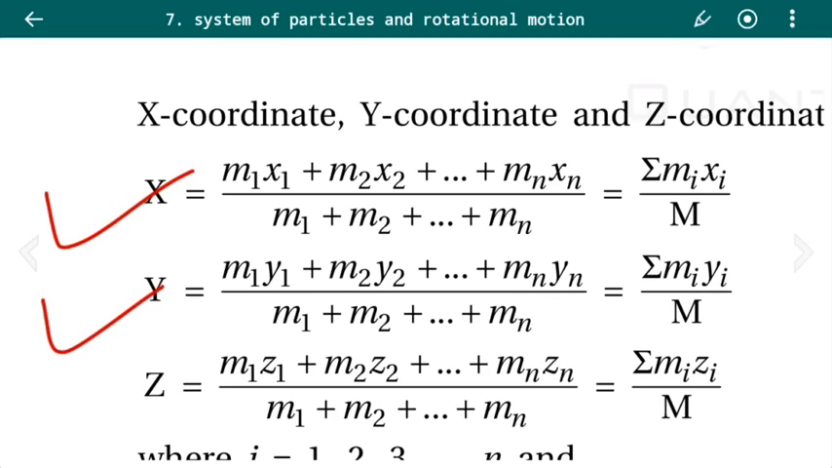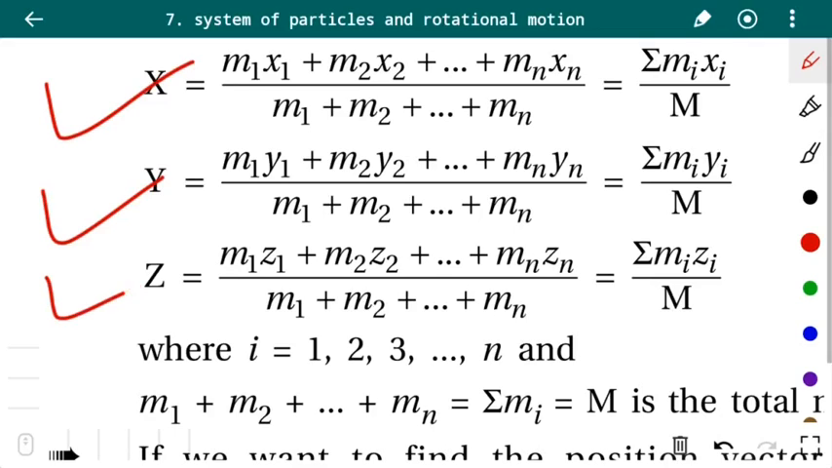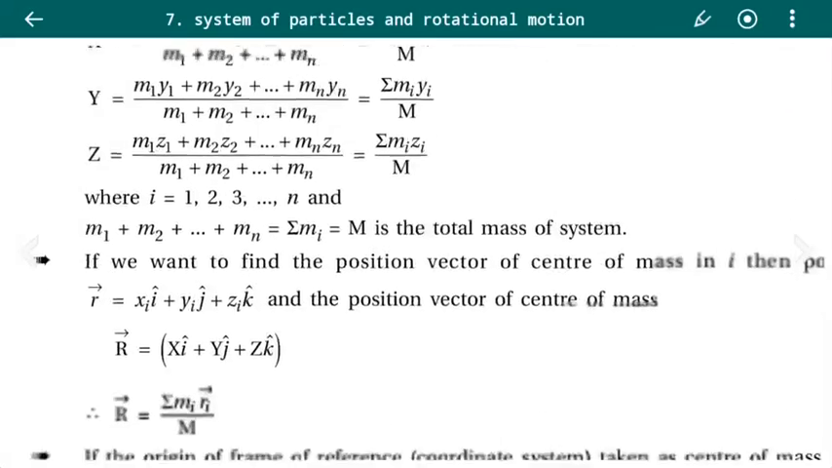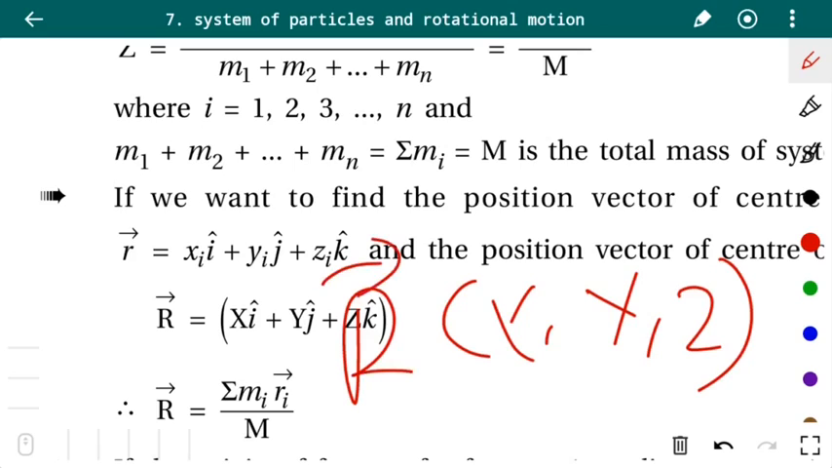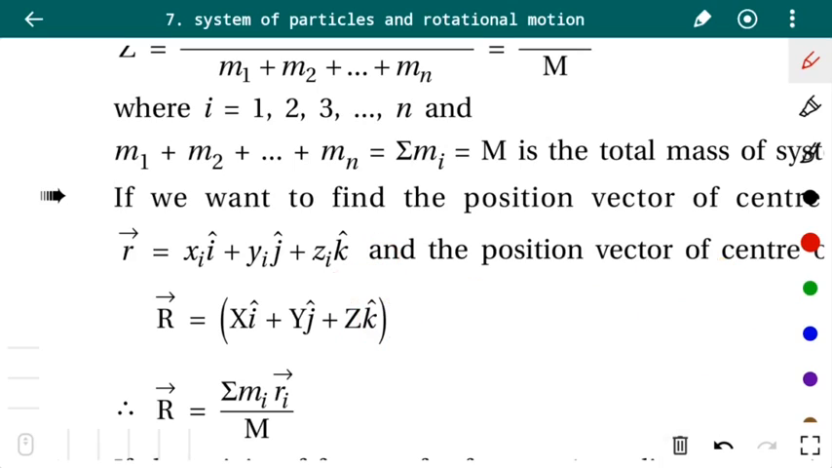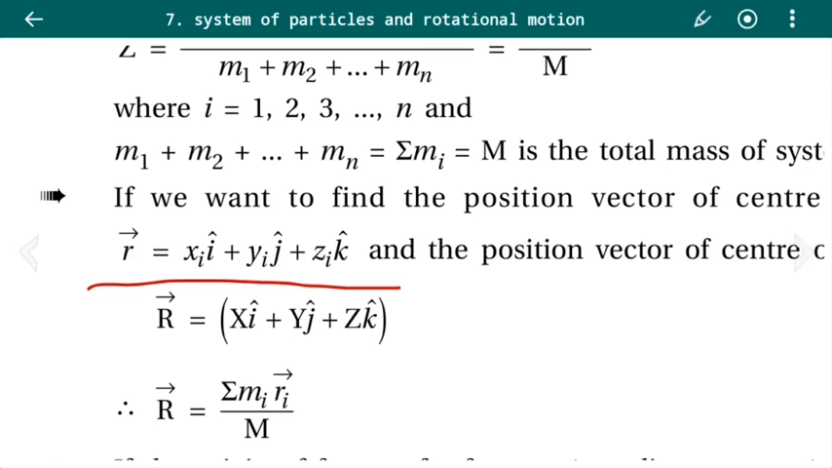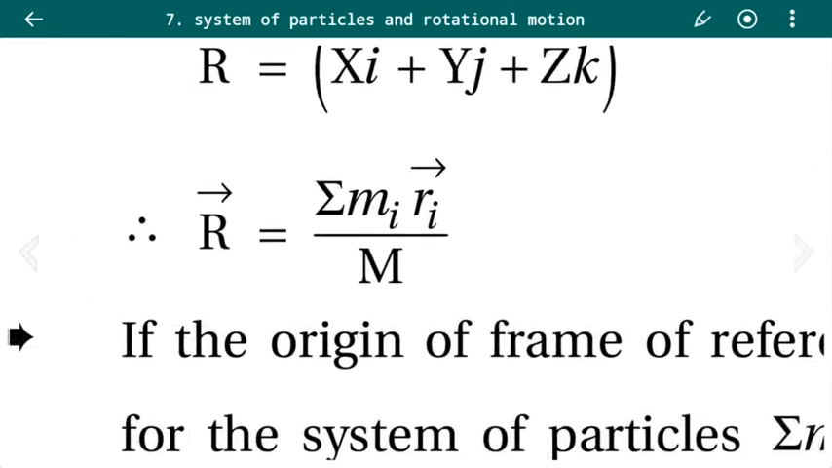In the same way, instead of x, y and z, it can also be indicated as r vector, where r vector equals xi plus yj plus zk. Thus, the general formula can be written as r vector equals summation of mi ri vector upon the total mass, that is capital M. If the origin of the frame of reference is taken as the center of mass of the system, then for the system of particles, summation of mi ri vector equals 0. So students, you may note down this theory.